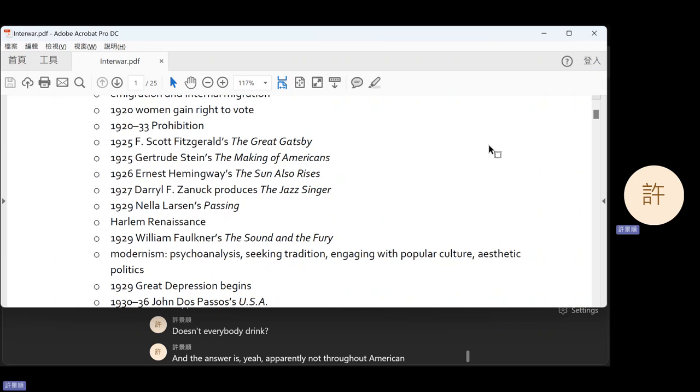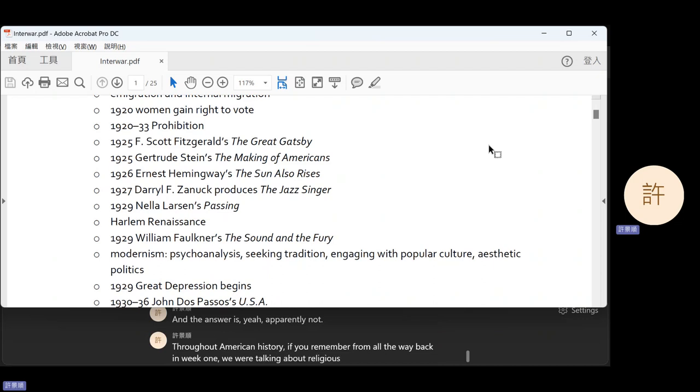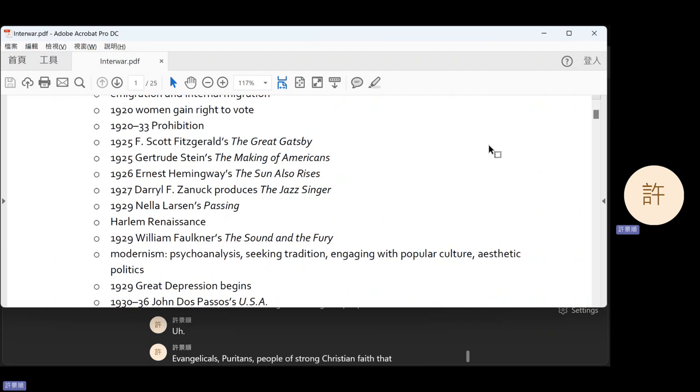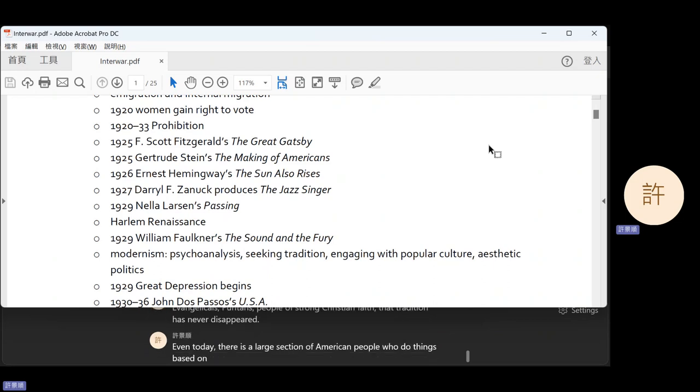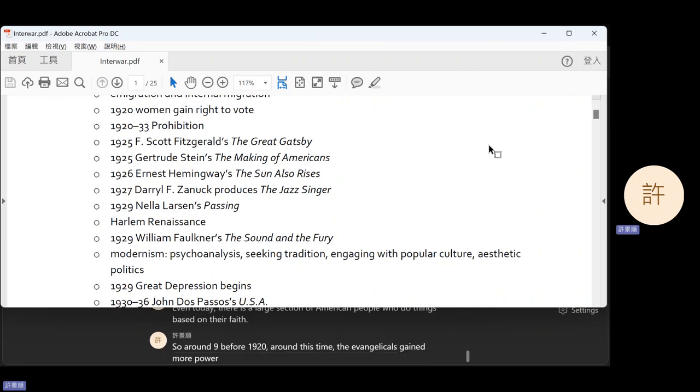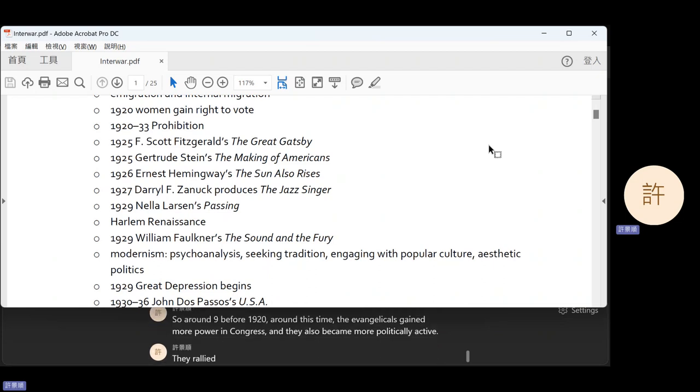Throughout American history, if you remember from all the way back in week one, we were talking about religious people, evangelicals, Puritans, people of strong Christian faith. That tradition has never disappeared. Even today, there is a large section of American people who do things based on their faith. So before 1920, around this time, the evangelicals gained more power in Congress, and they also became more politically active. They rallied around this idea that alcohol is bad. Alcohol is not a good thing.